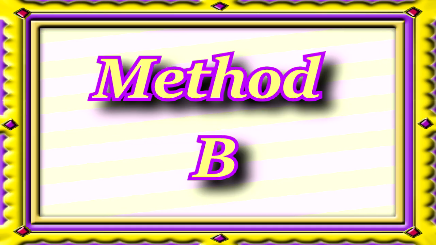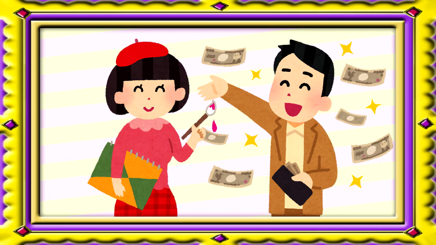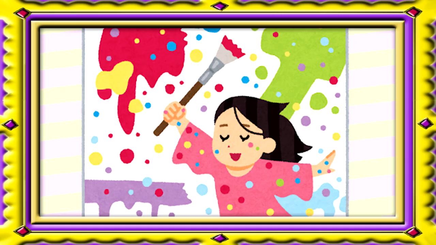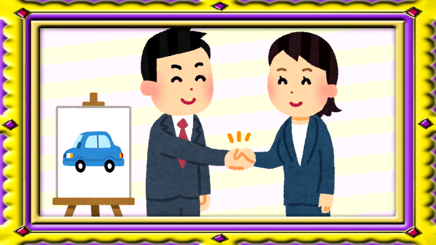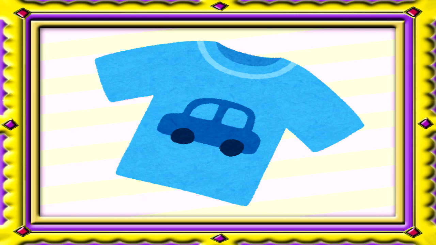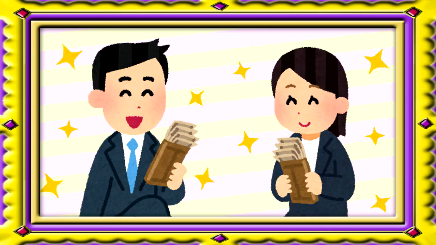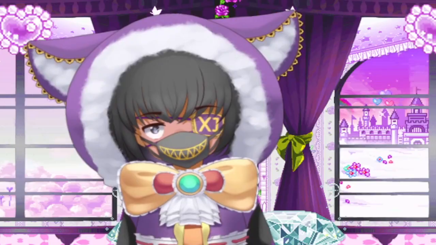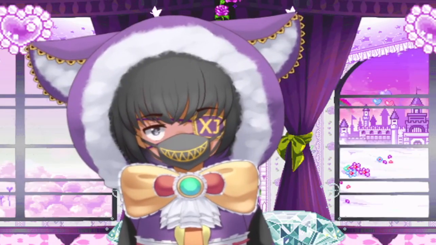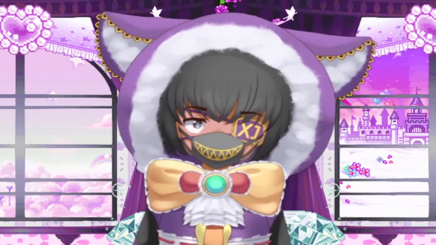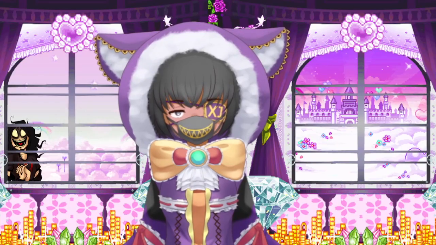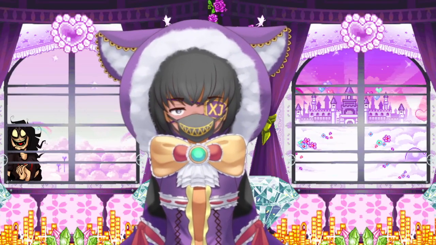And then there's method B. You commission the artist, the artist makes the design, but you and the artist own the rights to the design. You put that art on the merchandise, and then you and the artist get 50% of the profits. So method A, you get 100% of the money, or method B, you get 50% of the money. Whichever method you choose is up to you and the artist.